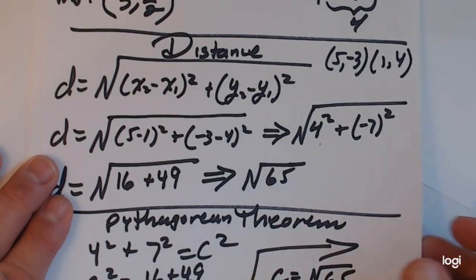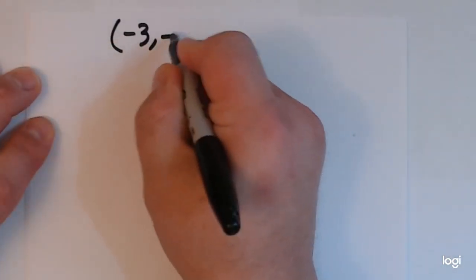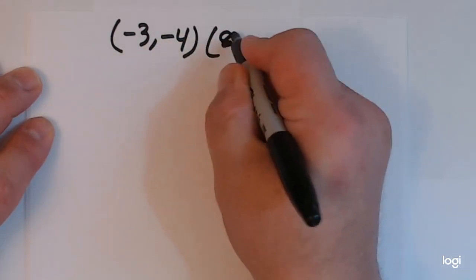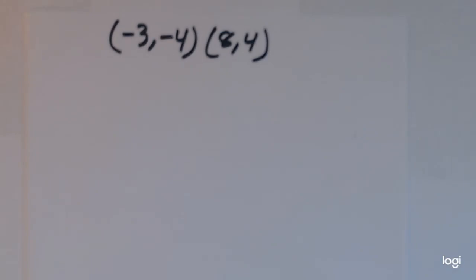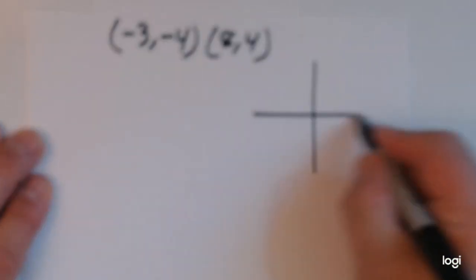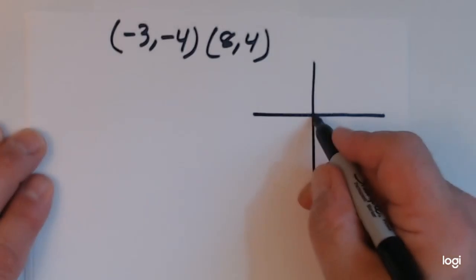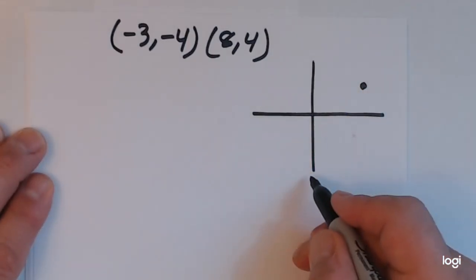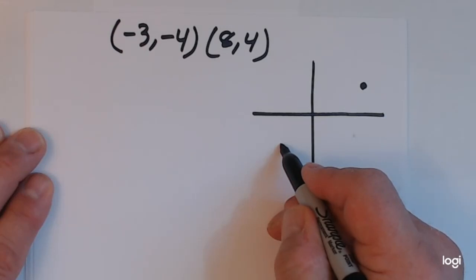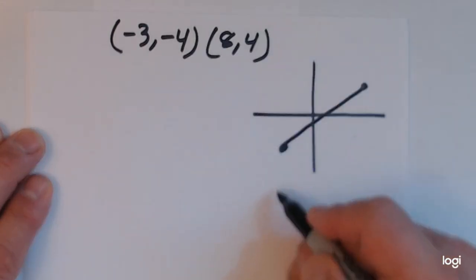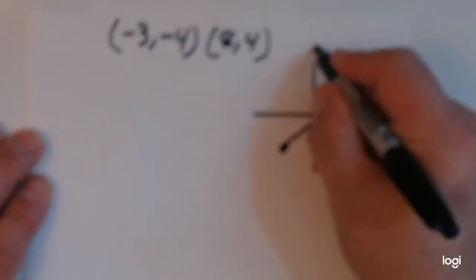I hope everybody understood that. Let's go on to another problem. We've got -3, -4, and 8, 4. So that's a graph that looks something like this. 8, 4 looks something like that, and -3, -4 looks something like this. So that's the graph we're working with.